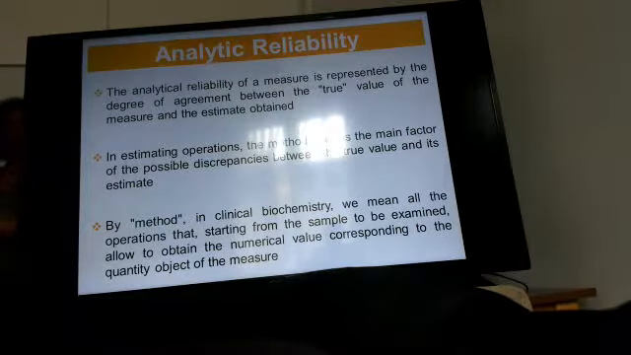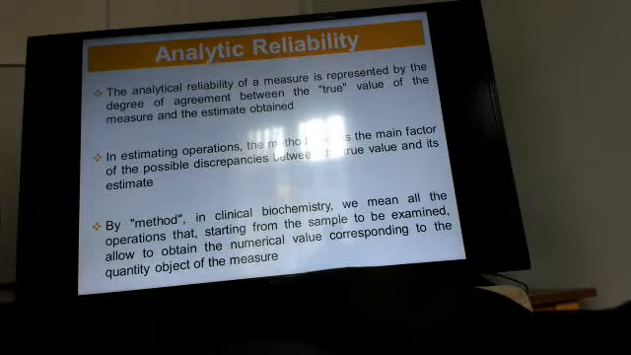That is what the measure that you do in your sample is nearest to the true value of the analyte in the blood.